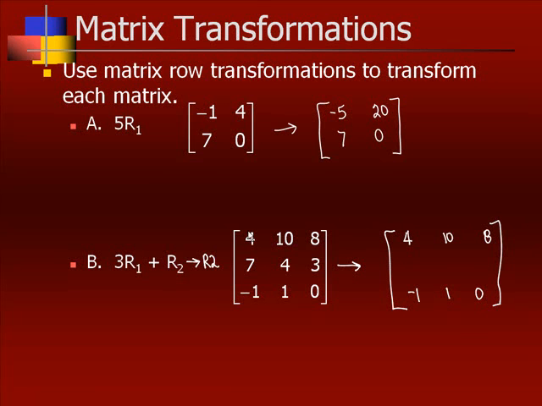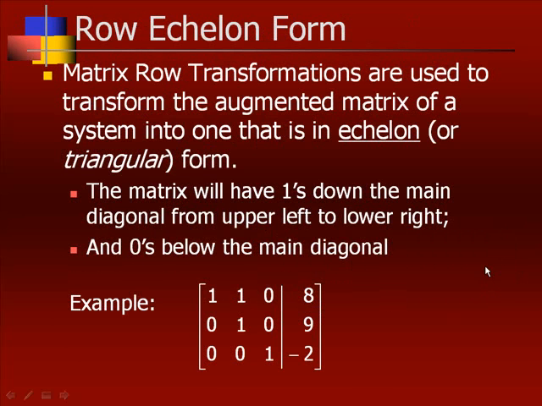So we're going to do 3 times 4 is 12. 12 plus 7 is 19. We're going to do 3 times 10 is 30. 30 plus 4 is 34. We're going to do 3 times 8 is 24. 24 plus 3 is 27. So that's the new matrix that's equivalent to the first matrix.